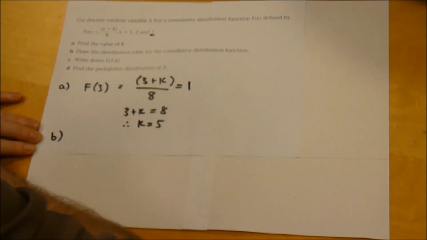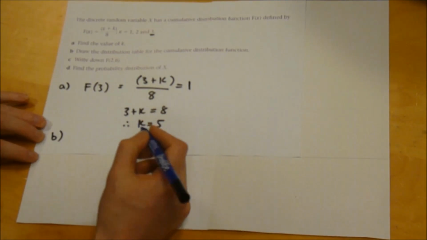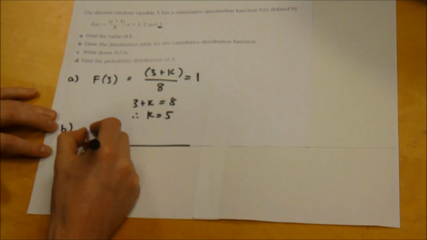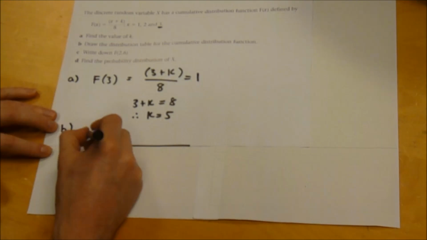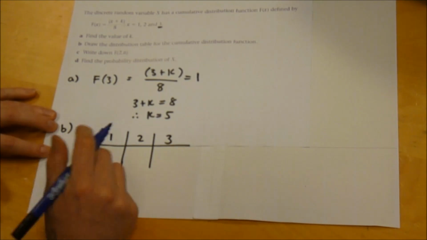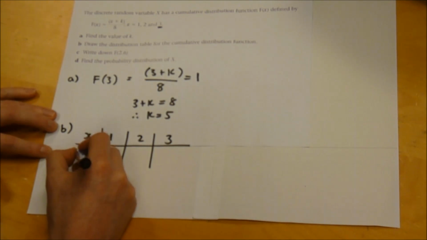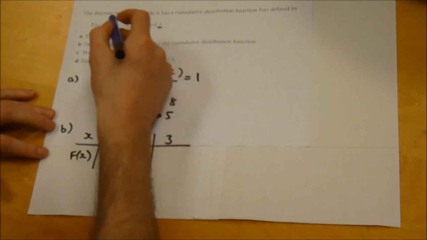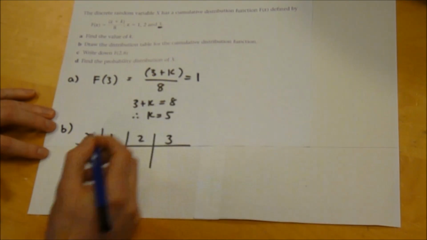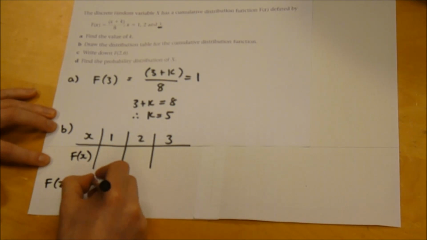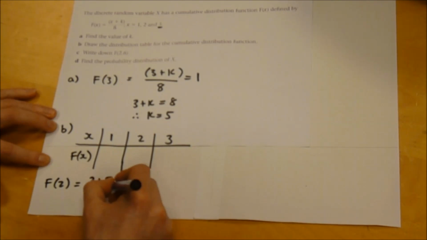Right, part B then says draw the distribution table for the cumulative distribution function. So it wants us to draw a table. So let's do that. And we put all our possibilities along the top. So x can be 1, it can be 2, it can be 3. And we're looking for the cumulative probabilities. Well, now that we know k is 5, this is just a case of subbing the numbers in. So if we want to know f of 2, then that is 2 plus 5 over 8, which is 7 over 8.